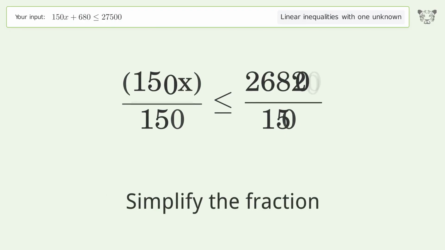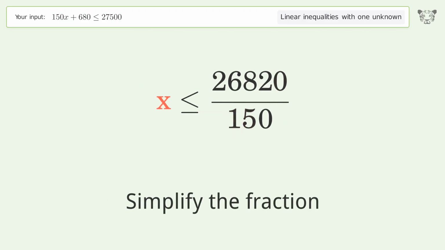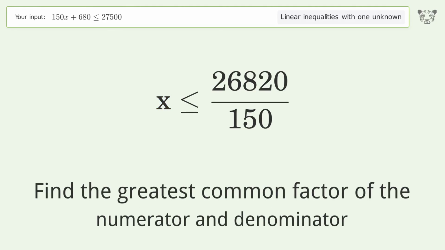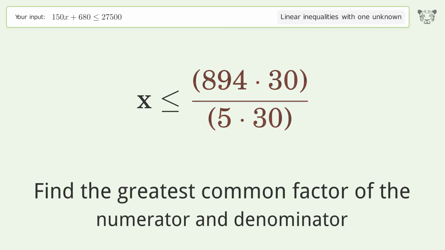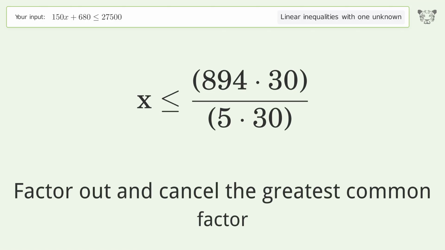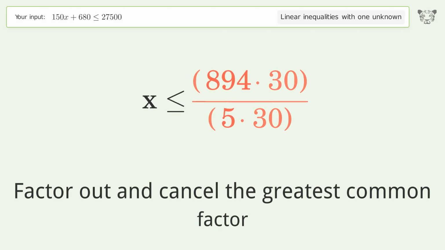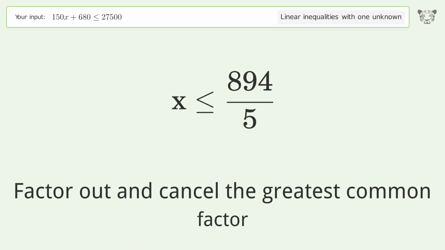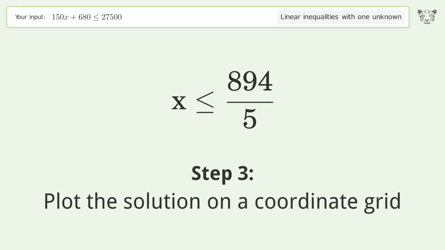Simplify the fraction. Find the greatest common factor of the numerator and denominator. Factor out and cancel the greatest common factor. Plot the solution on a coordinate grid.